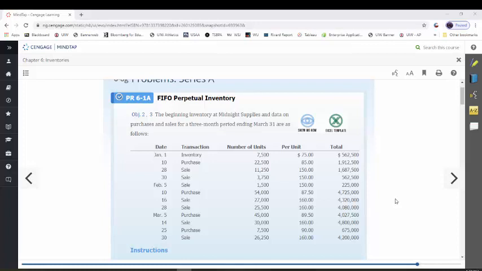next. All right. So it says at the beginning of inventory at Midnight Supplies and the data on purchases and sales for a 3-month period ending March 31st are as follows. And it gives you the January 1 inventory of 7,500 at a cost per unit of $75. And then there's a purchase on January the 10th. There are 3 sales on the 28th and 30th of January, and then again on February the 5th. And then another purchase, 2 more sales, purchase, sale, purchase, sale. So those are the transactions for the 3-month period.